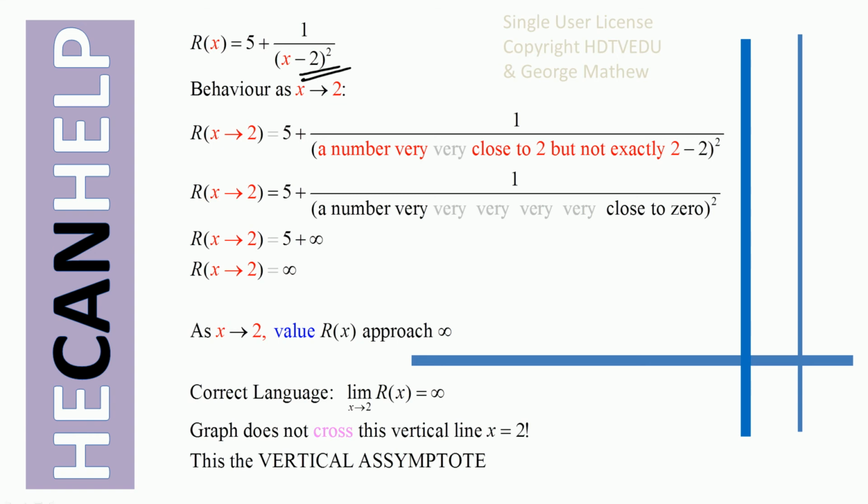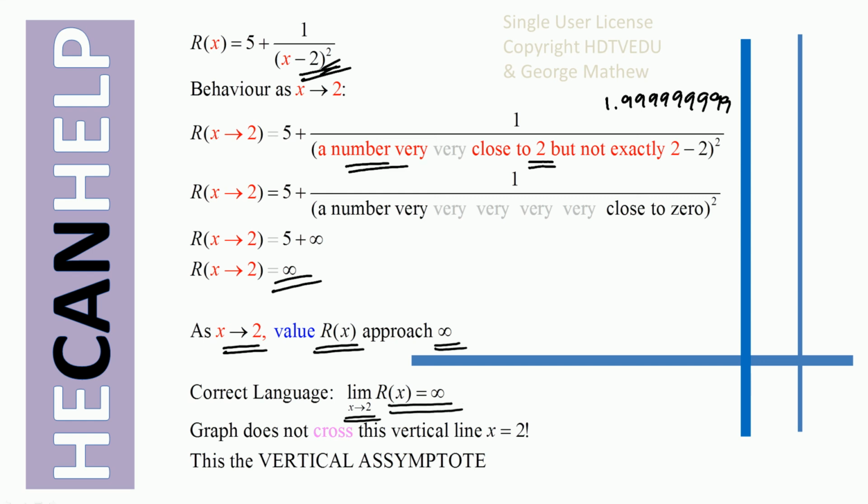Let's look at what happens when x is equal to 2. When x is equal to 2, x minus 2 gets very close to 0. For example, 1.999999999 is a number that is very, very close to 2, but not exactly 2. So as you get closer and closer to x equals 2, what happens? The value of the function goes to infinity. So as x approaches 2, the value of r of x approaches infinity. Correct language: as x approaches 2, r of x equals infinity.